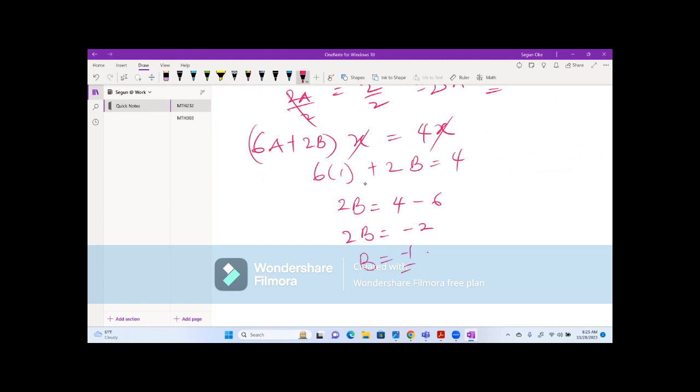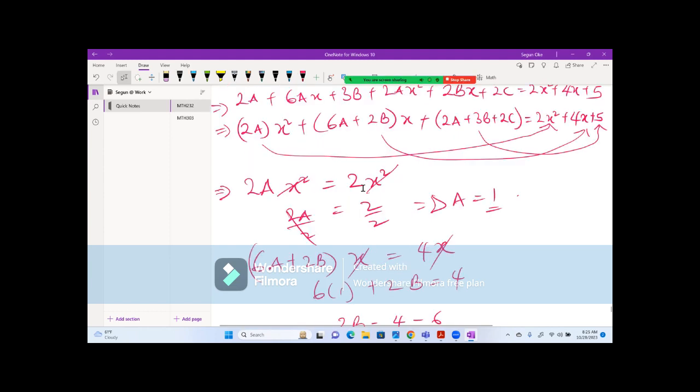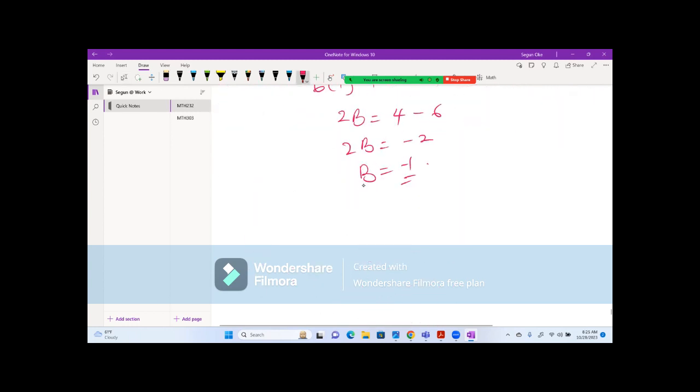Any question? Are we there now? Yes, sir. Okay. So what is our c now? We can get our c from what we had. Remember, you have here, we have 2a plus 3b plus 2c equals 5.